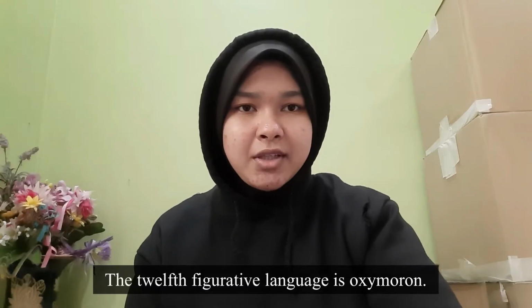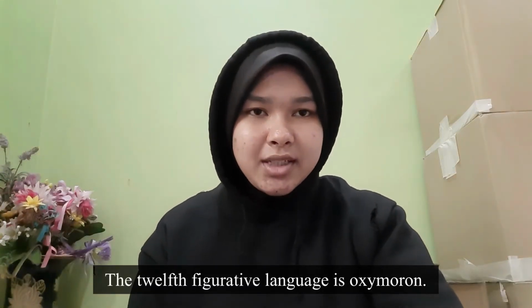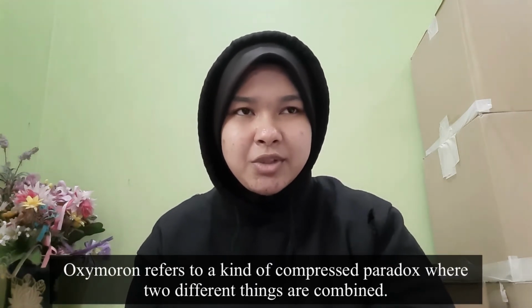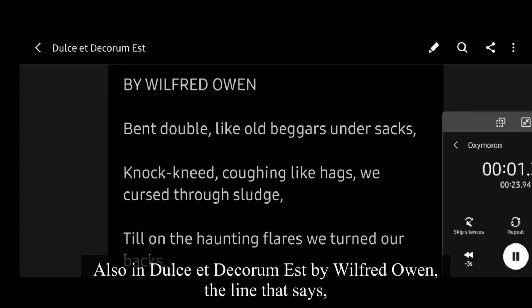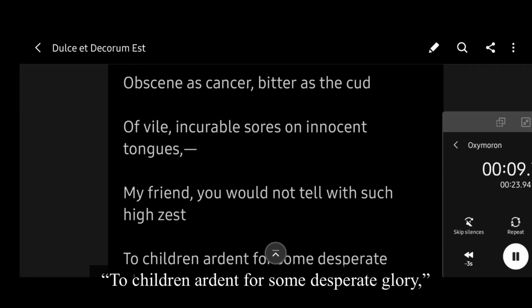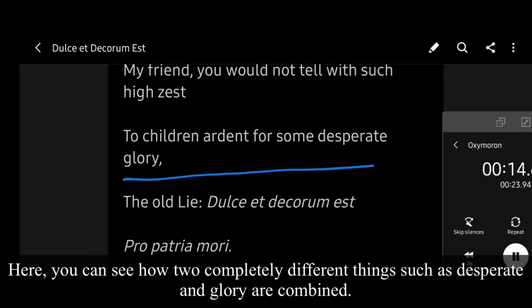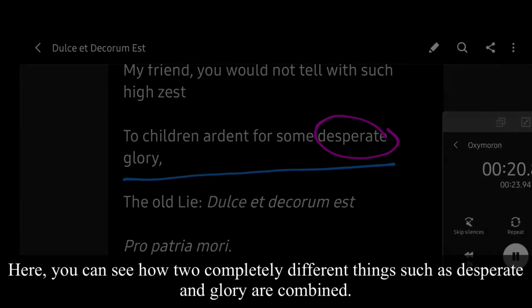The 12th figurative language is oxymoron. Oxymoron refers to a kind of compressed paradox where two different things are combined. Also in "Dulce et Decorum Est" by Wilfred Owen, in the line that says, "Two children ardent for some desperate glory." Here you can see how two completely different things, such as desperate and glory, are combined.